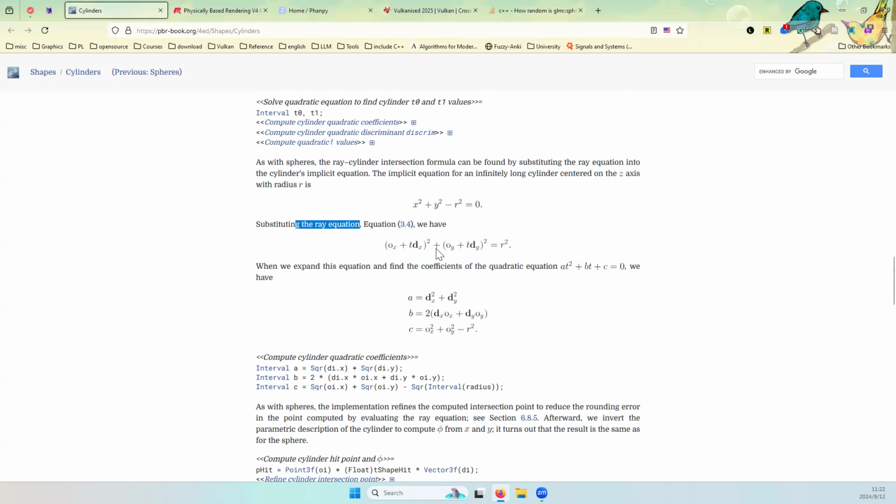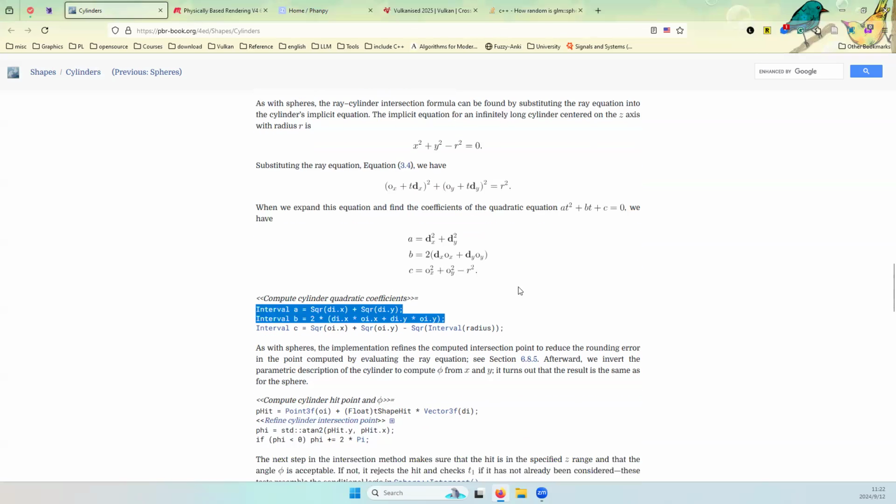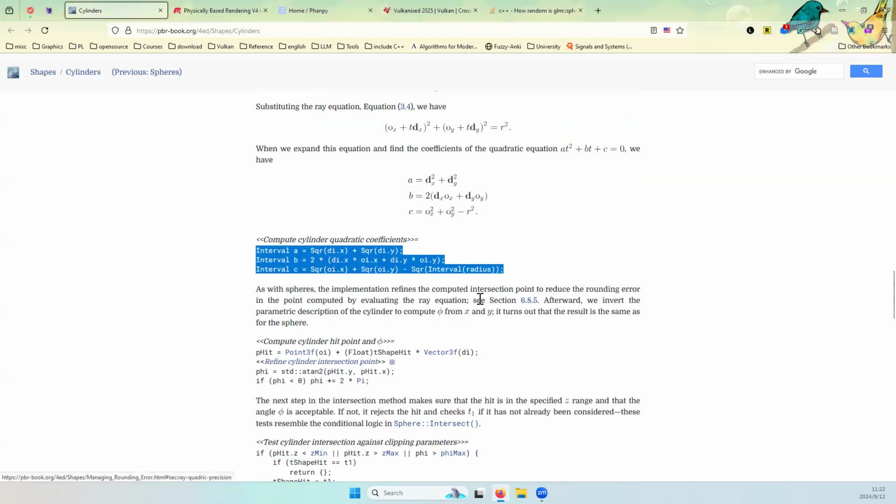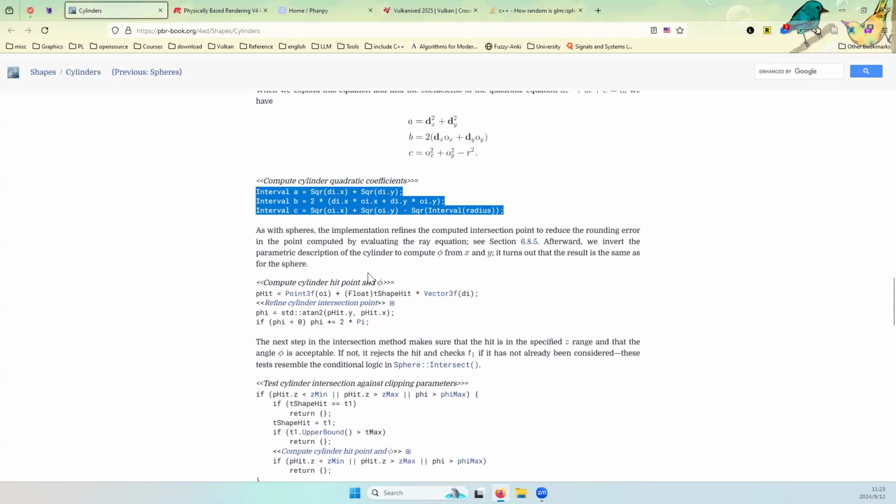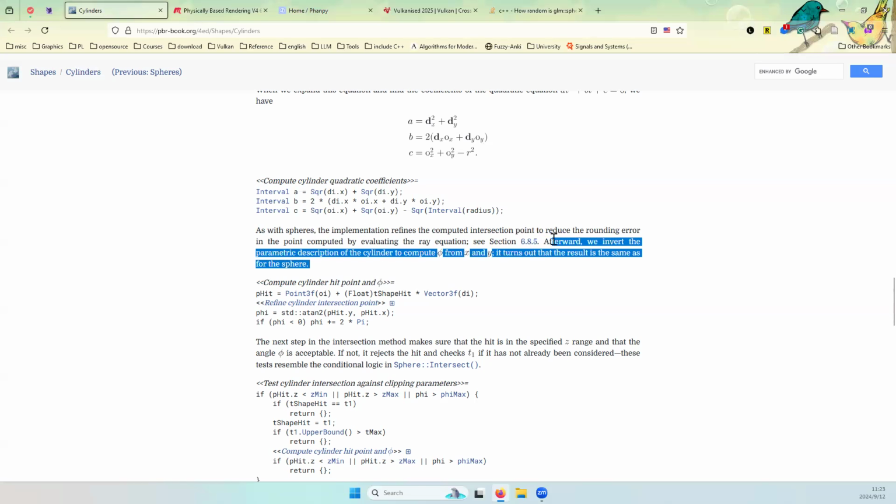substituting the equation, we get this. And then we expand it, we get our quadratic equation, A and B and C. Result is the same as a sphere.